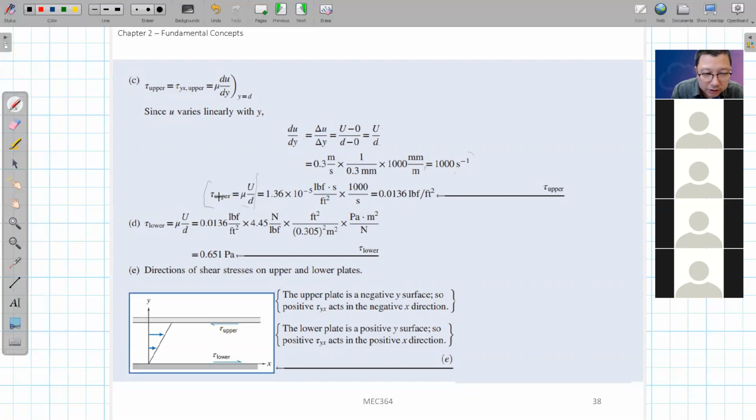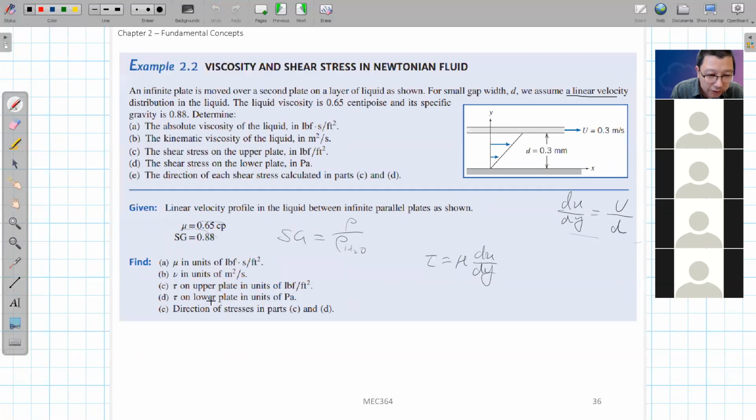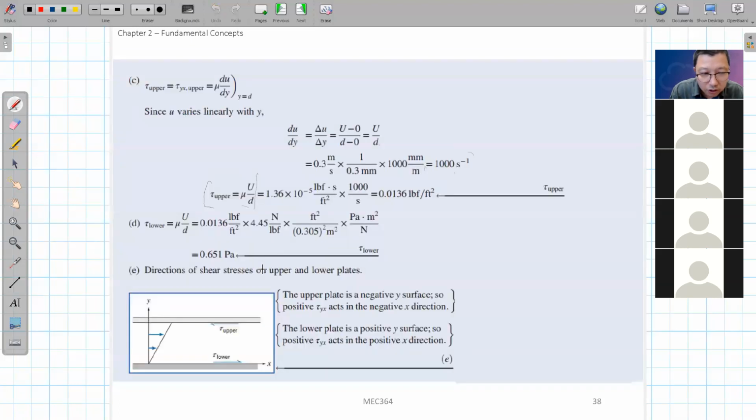So remember, this tau is not a force, okay? This is shear stress, Newton per unit area. And if you want to calculate the force on the top, you have to use tau times the surface area of this plate. Then you can convert it to the force. Okay. Similarly, since we want to calculate the lower plate, the tau on the lower plate.